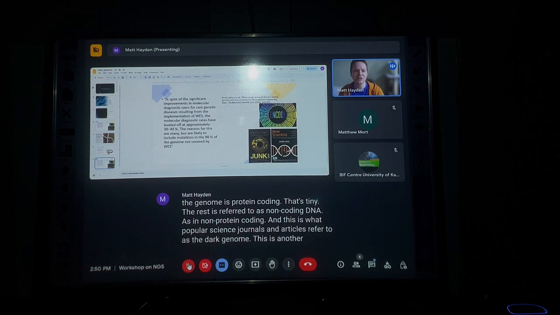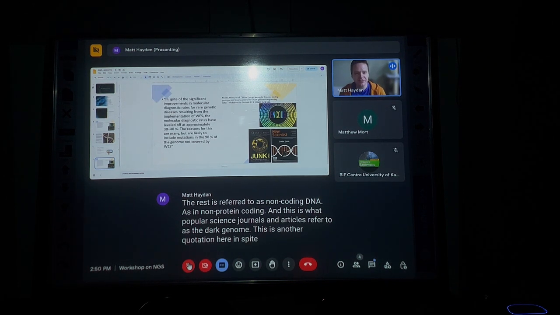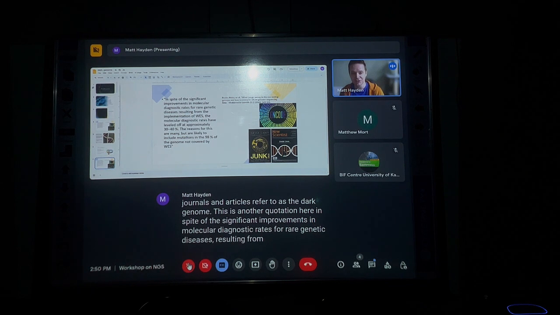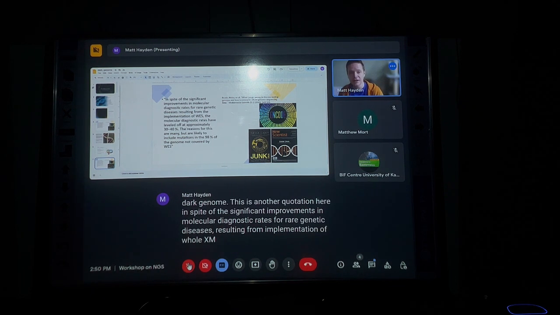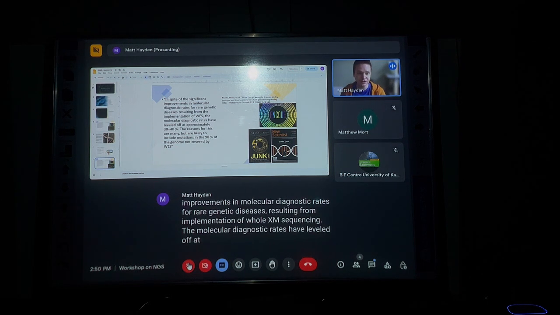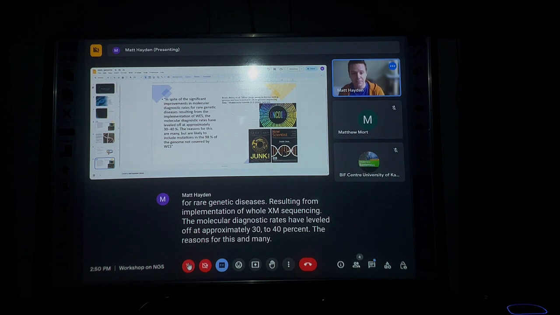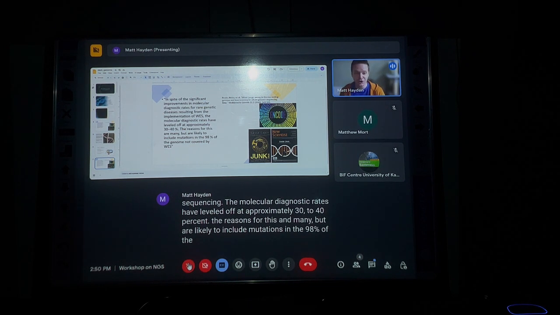So there's another quotation here. In spite of the significant improvements in molecular diagnostic rates for rare genetic diseases resulting from implementation of whole exome sequencing, the molecular diagnostic rates have leveled off at approximately 30 to 40%. The reasons for this are many, but are likely to include mutations in the 98% of the genome not covered by whole exome sequencing.